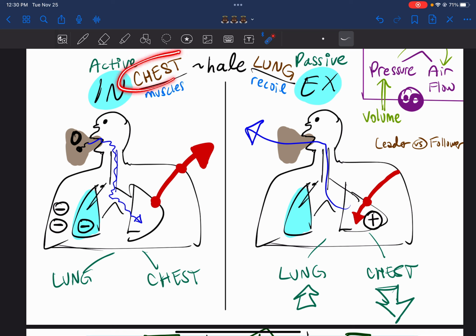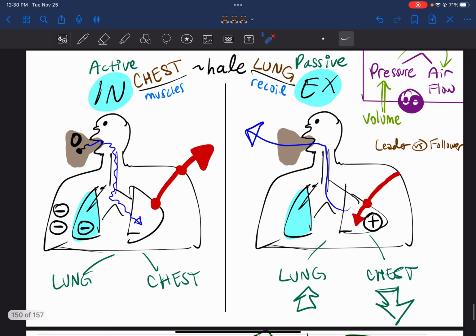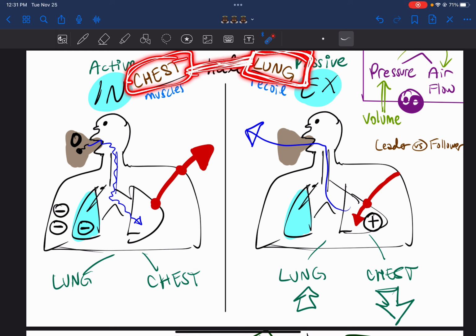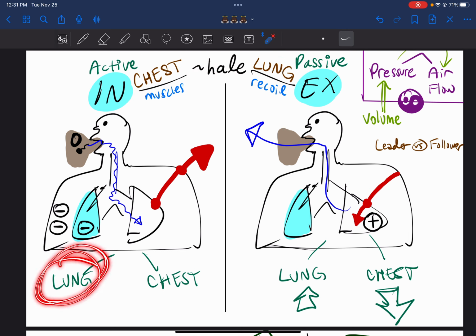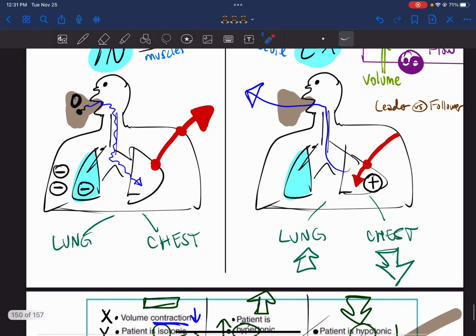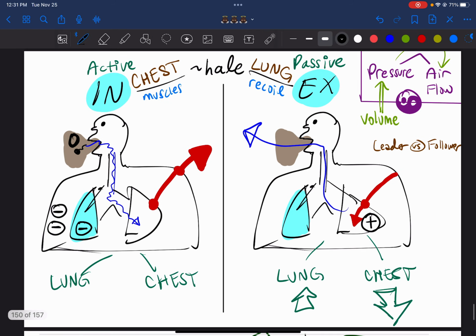So in inhaling, it's the chest wall that's doing it. In exhaling, it's the lungs themselves that are doing it. This is another very important contrast, chest versus lung. The whole point is that these are the two opposite sides of this tug of war. So you have your lungs on this side, you have your chest wall on this side, and the whole idea is that they are basically connected by a rope, the pleura.